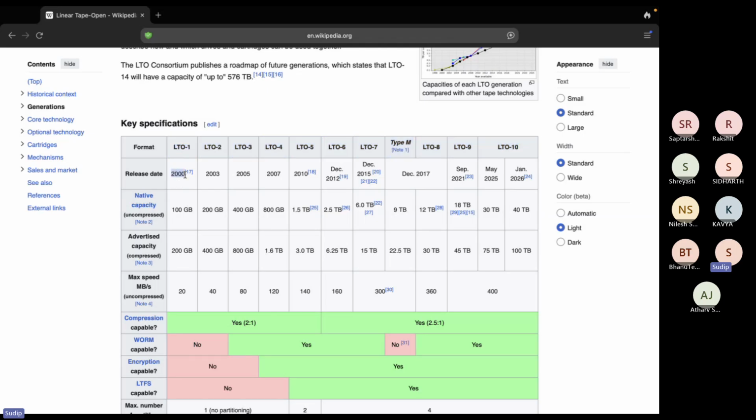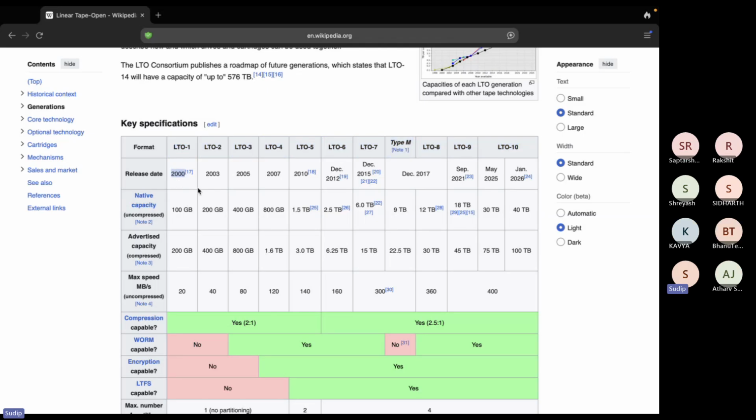LTO1 was released in the year 2000. Today we are in January 2026. So within 26 years, that means within 2.5 decades, we went from a 100 GB tape drive without increasing its physical size, by the way. The size of the tape drive is still almost the same. Today you can store 40 TB in a single tape.